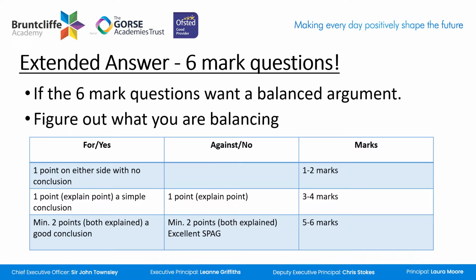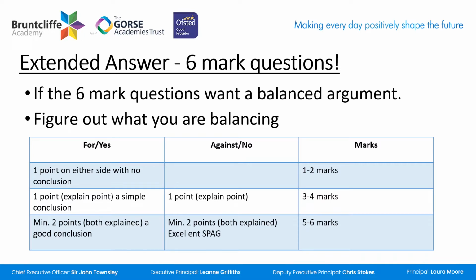to balance. For 3 to 4 marks, you would be giving 1 point for and 1 point against with a simple explanation. This could also include a simple conclusion or opinion. Moving to 5 to 6 marks, you would have given at least 2 points, both for and against your argument. Both would have a good logical explanation attached. You will also have included a conclusion or an opinion at the end.